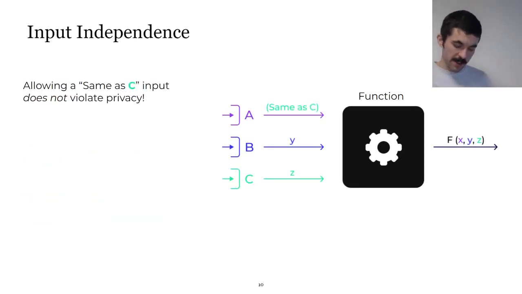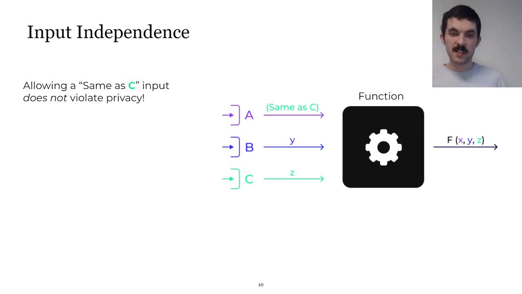Okay, so that takes care of the first property I want to talk about. So let's look at this input independence property. In order to motivate this property, let's imagine that A, instead of inputting some value X that it picked before, now has a special button where it's allowed to say, I want to input the same value as this other person.